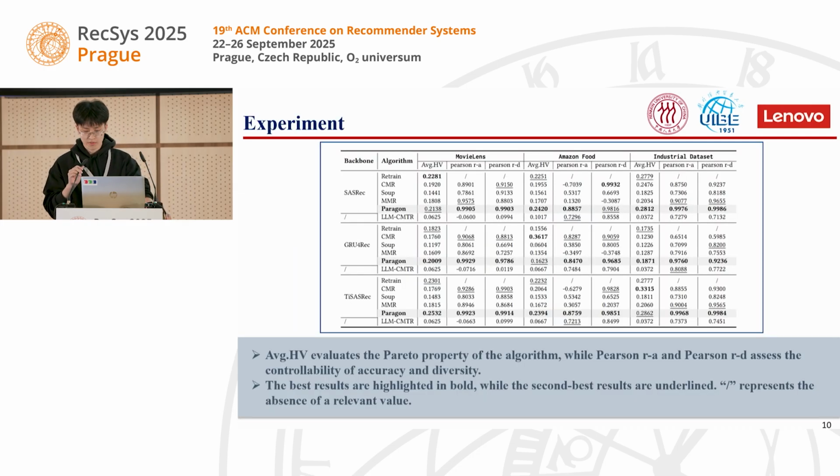So, how well does Paragon perform? This table shows a comparison with several baseline methods. In short, average hypervolume measures overall performance. The Pearson correlation measures controllability. As you can see, Paragon consistently ranks at the top across all datasets, achieving performance comparable to the costly retrain approach.